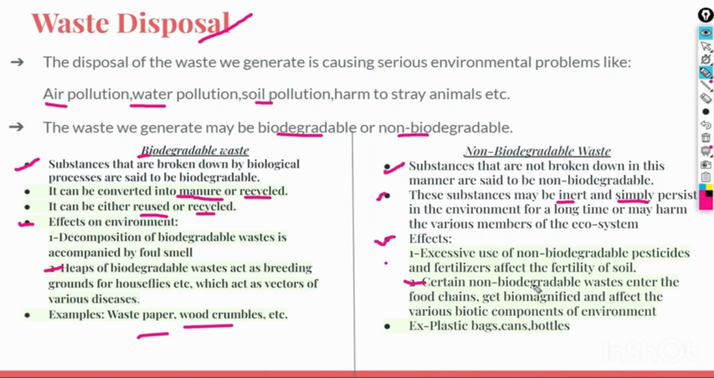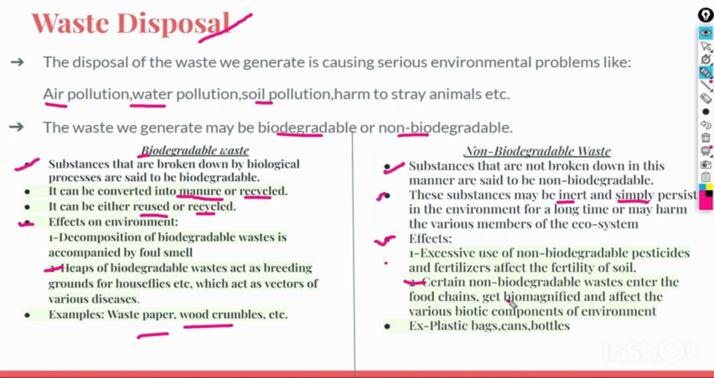These non-biodegradable wastes can enter the food chains. How? Various pesticides are used, and often these pesticides have toxic compounds. So through the plants, through the producers, these pesticides and toxic elements can enter the food chain. And, for example, it can get biomagnified.